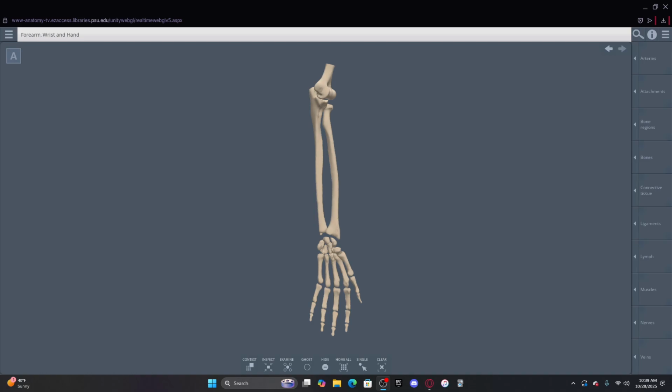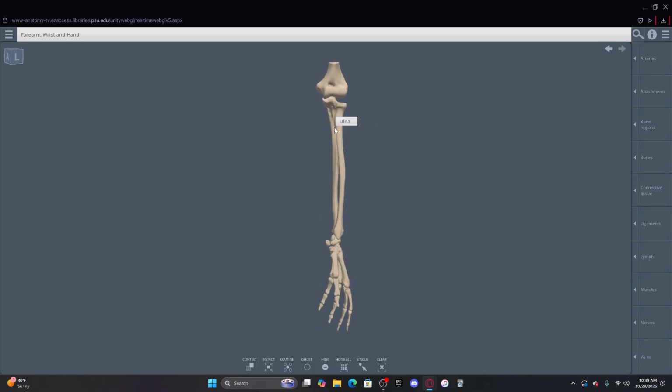So we're gonna start at the bones. The first bone that we're gonna be looking at is the distal humerus. Last week we were looking at the proximal humerus. Remember, we were looking at the head of the humerus, the greater or lesser tuberosity, the neck, the shaft, right? All of that has to do with mostly the proximal humerus.